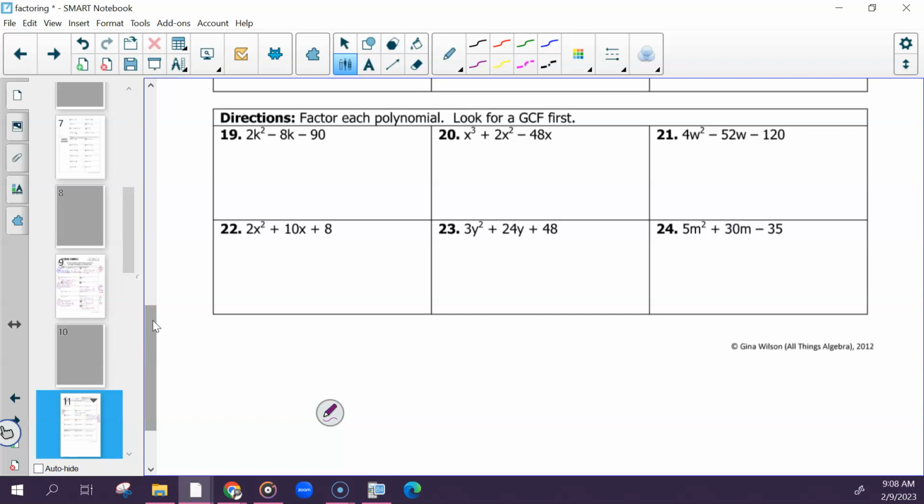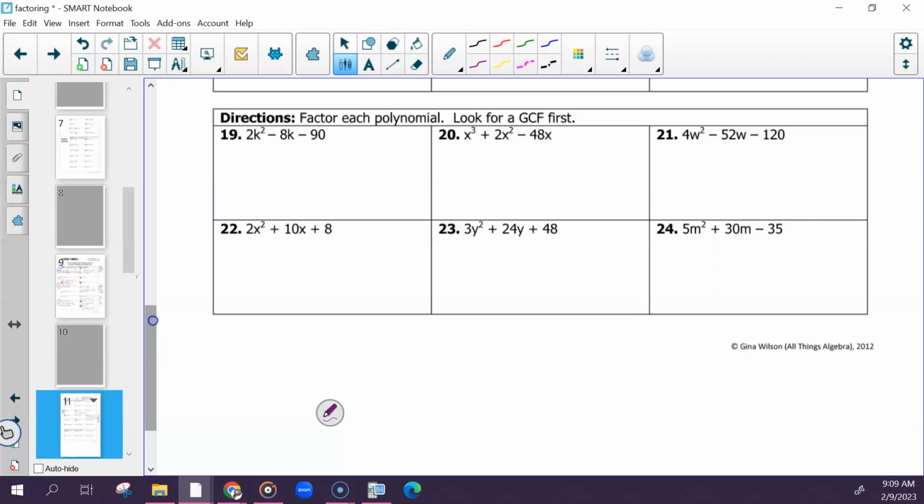Look and see, is there a GCF? So GCF doesn't really go away. It could possibly be in every problem. So always look for a GCF. For 19, does it have one? For 19? What'd you say? Do they each have a K?